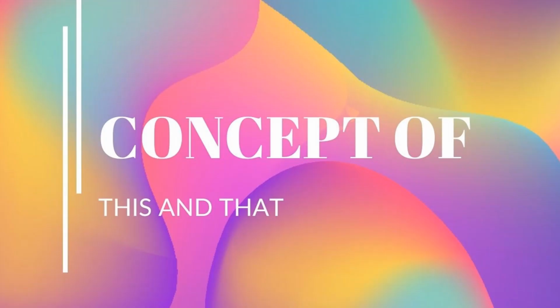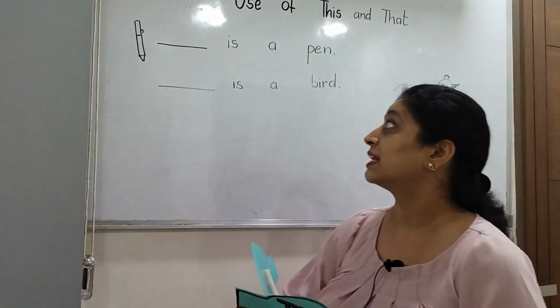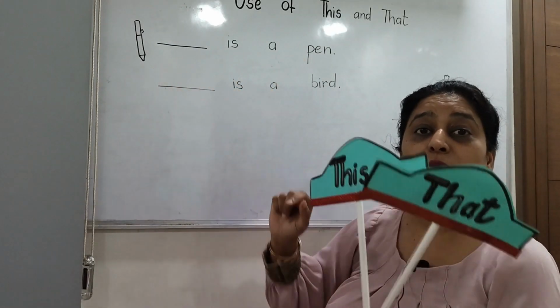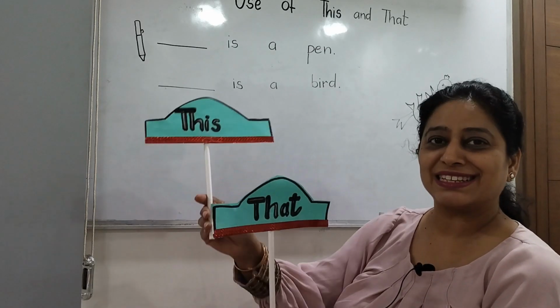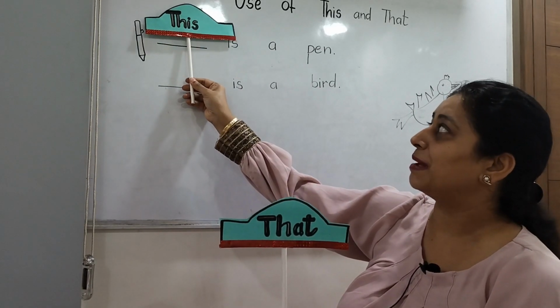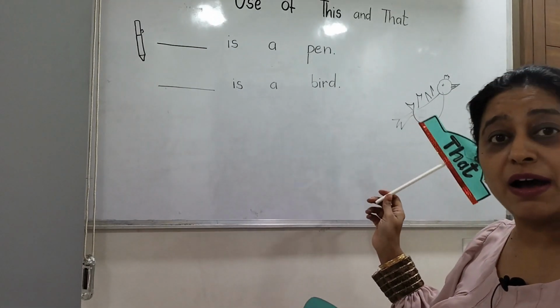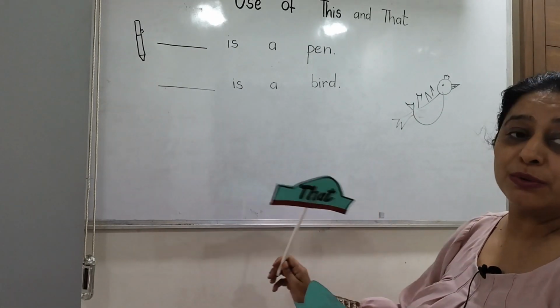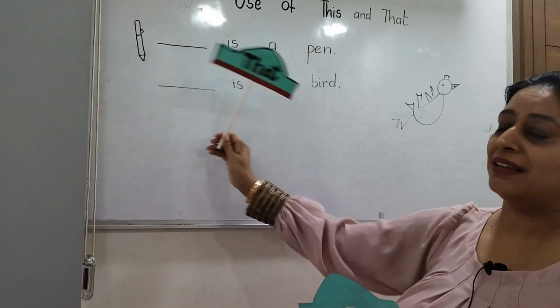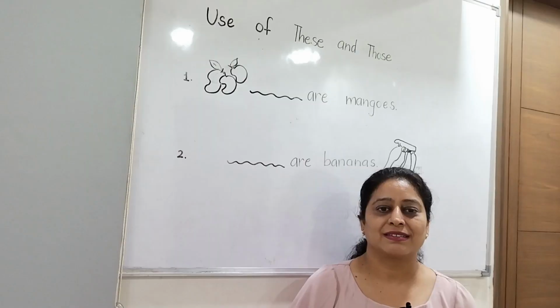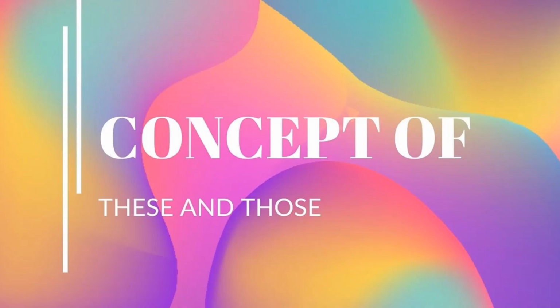Now let me give you some examples with sentences. Dash is a pen. This pen is near to me. What should I use? This. Yes, you are right. This is my pen. Now, if the thing is far away from us, what will we use? That. That is a bird. So, let me introduce you to more friends of yours.